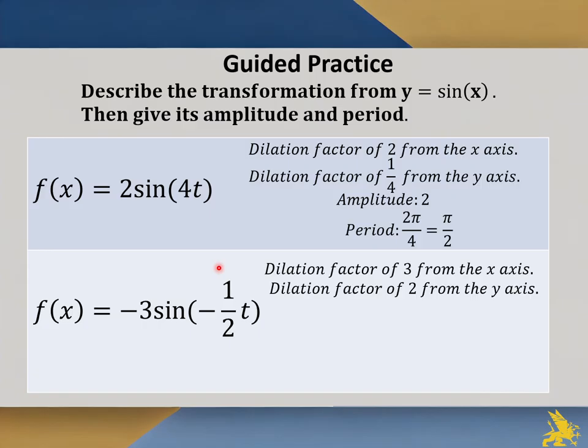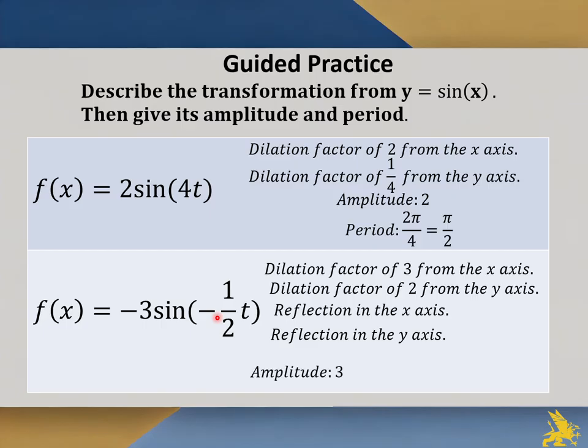Then we need to look at our reflection. So this negative out the front is a reflection in the x-axis because the y value is changing. Likewise with this negative with negative a half, it's a reflection in the y-axis. My amplitude is 3, that's not changing. And with my n being a half, my period will be 2 pi over 0.5, which is the same as 4 pi.